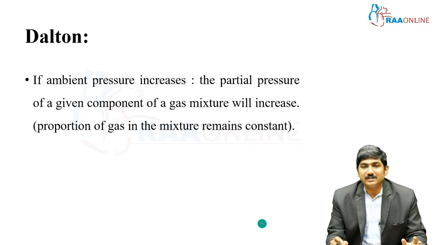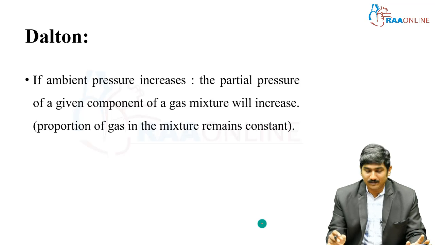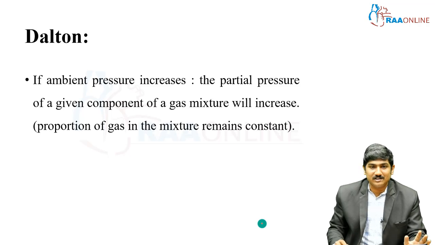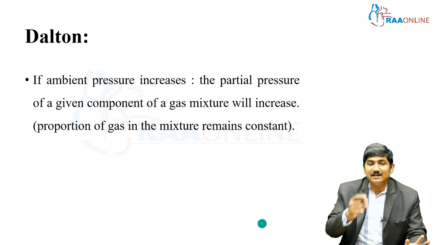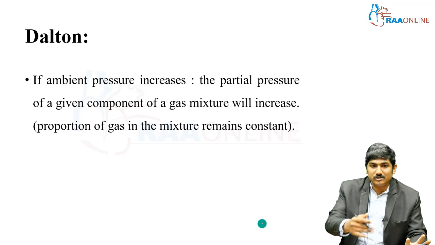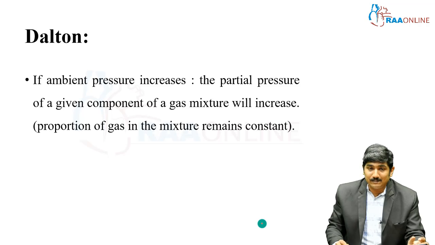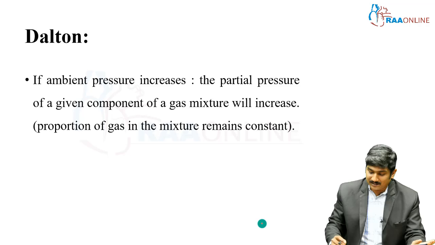So if ambient pressure increases, the partial pressure of a given component of a gas mixture will increase. But the proportion of the gas in the mixture always remains constant. If he is taking 1:1:1, it is always 1:1:1. The proportion is not going to change, but the partial pressure will increase proportionally to the total pressure. So the pressure of A plus pressure of B plus pressure of C is equal to the total pressure. That's all it is.